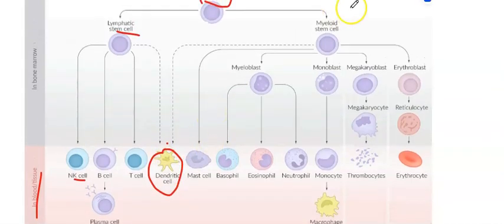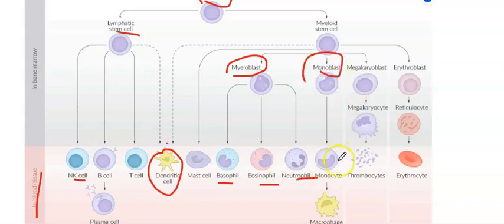Then we have myeloid stem cells. So myeloid stem cells also convert into dendritic cells. They also convert into mast cells, and they form myeloblasts, which form basophils, eosinophils, and neutrophils. Then we have monoblasts, which convert into monocytes and macrophages in the blood and tissue.